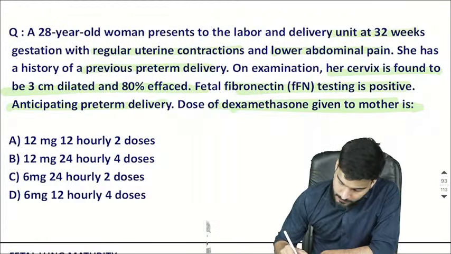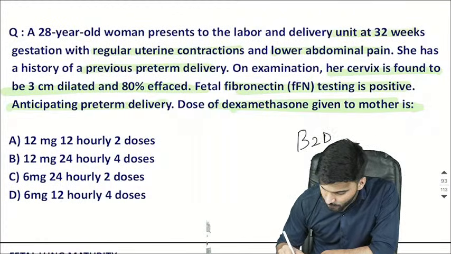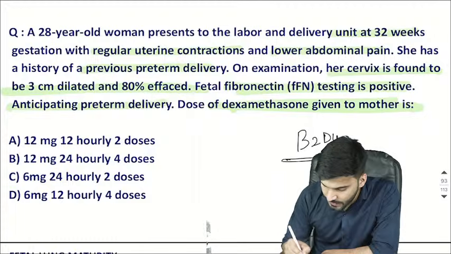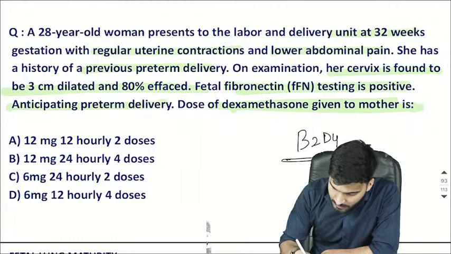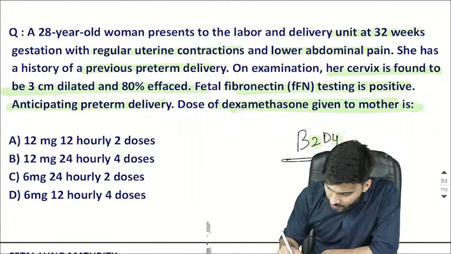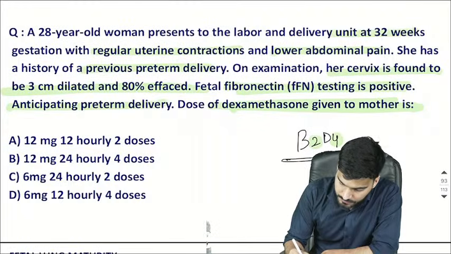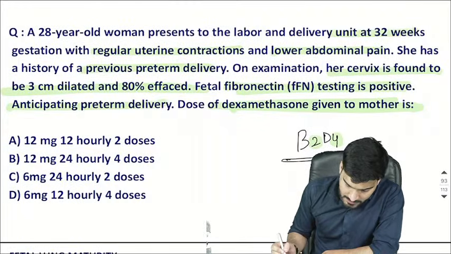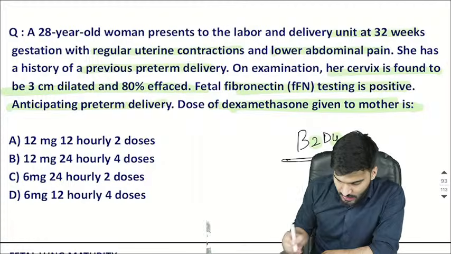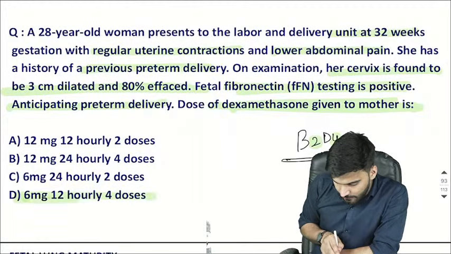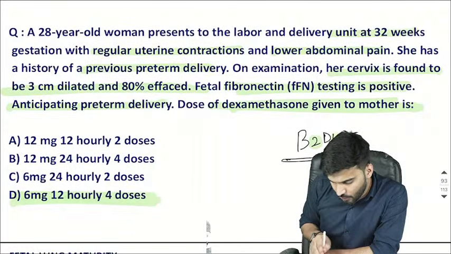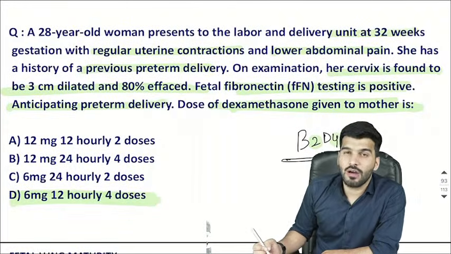If you remember, I have given you the formula in the main session, that is B2D4. Betamethasone, how many doses? 2 doses. Dexamethasone, how many doses? 4 doses. So what will be the answer? We have to give 6 mg 12 hourly, 4 doses. 6 mg, 4 doses, 12 hourly intramuscular.